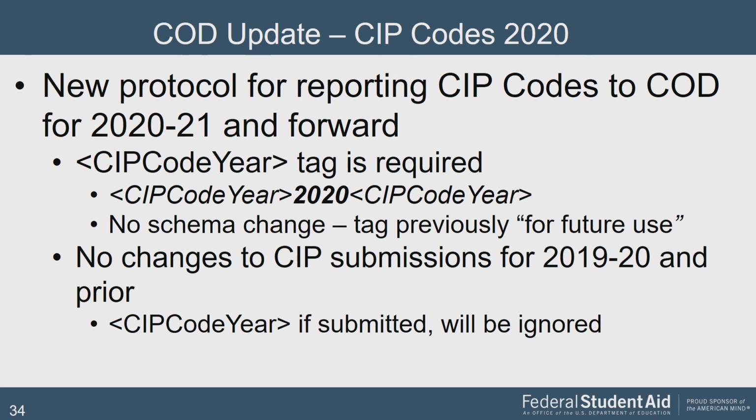There are some software vendors that were sending it to us, but we just ignore it. They could have been sending us gobbledygook. We have no idea, because if we get tags in that are not required and are deemed as for future use, we just ignore them. So I'm not sure if you were sending it to us or not, but for 2021, it will be required. Every time you submit a CIP code tag, the regular CIP code with the code in it, you will also be giving us a CIP code year, and it will be 2020. So there are no changes to processing for prior award years.